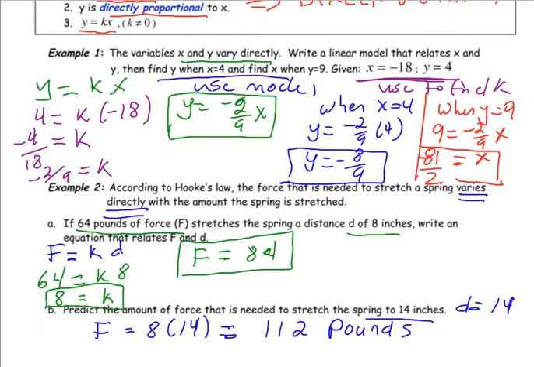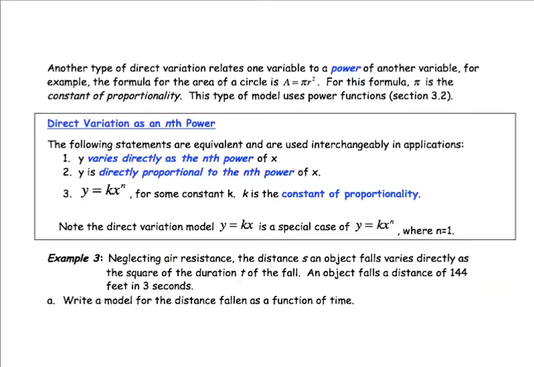Okay, let's flip to the next page. So another type of direct variation relates one variable to a power of another variable. So the last one was just linear. Now we're going to do a power.